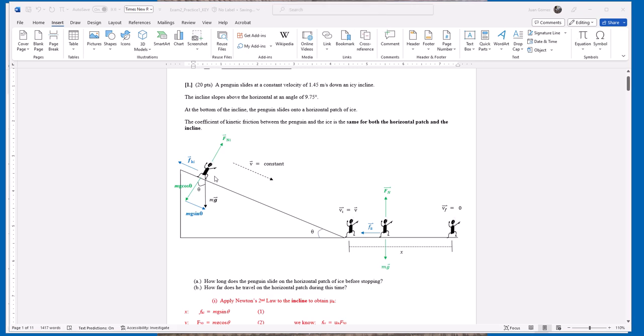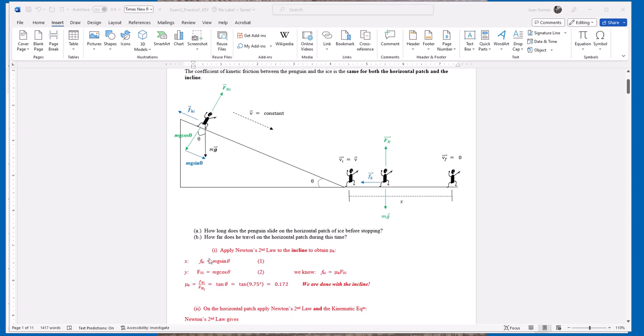Okay, so we're just dealing with the incline. I've got all the forces on the penguin. I've resolved mg into its components. Clearly, Fki must equal mg sine theta. And Fni must equal mg cosine theta.